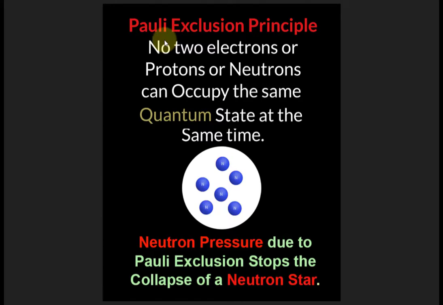There's a principle called the Pauli exclusion principle in quantum physics. It says that no 2 electrons or protons or neutrons can occupy the same quantum state at the same time. That means 2 neutrons cannot occupy the same space at the same time. And so the neutrons refuse to be compressed anymore. If the star has more than 3 times the mass of the Sun, this neutron pressure will also be overcome. So that's the reason that the star does not collapse anymore, because of the Pauli exclusion principle, what we call neutron pressure.